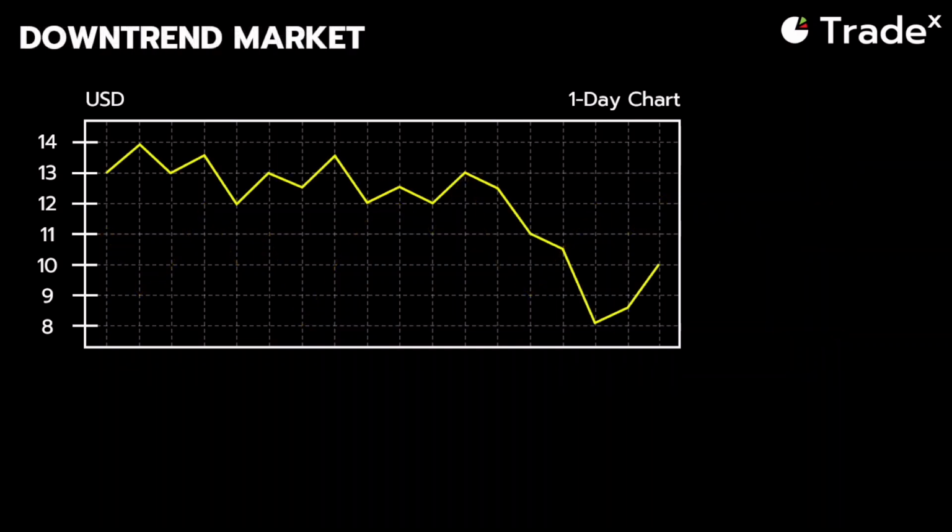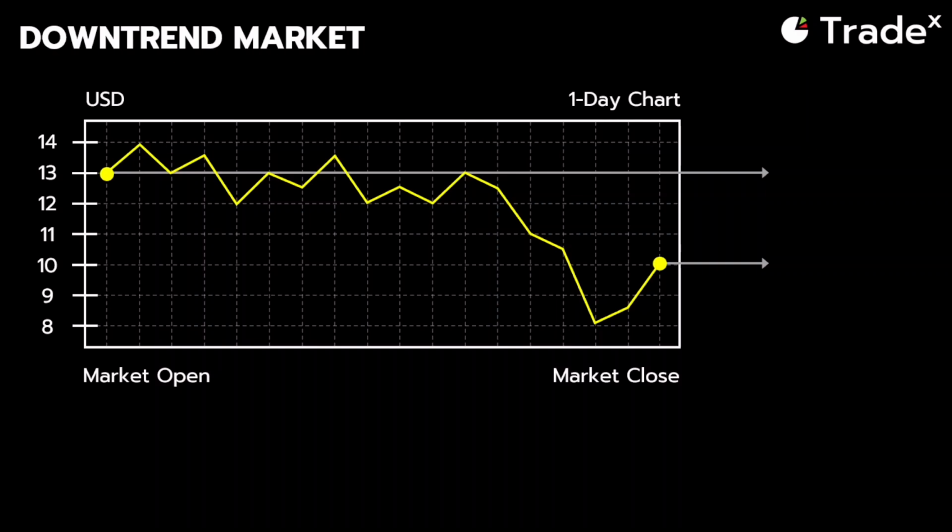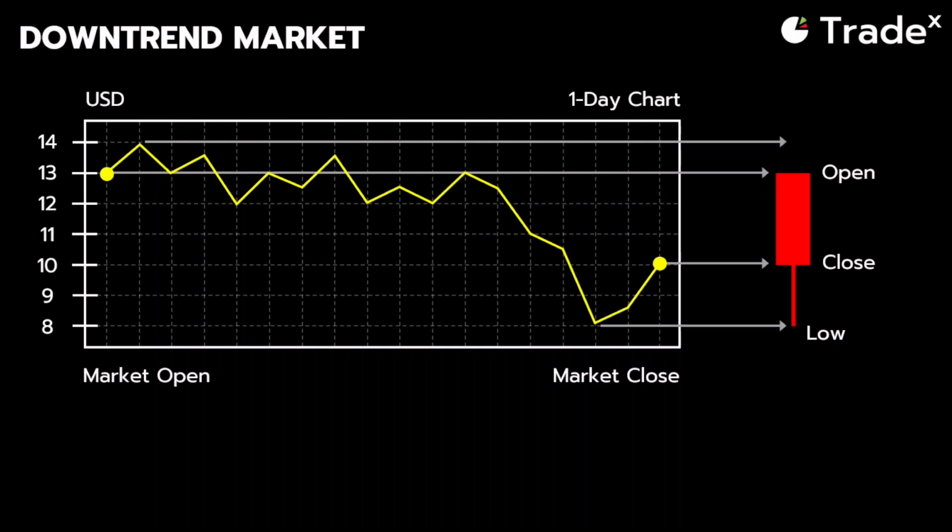Now, let's look at a downtrend market. The market opens on the left and closes on the right. Since the stock is trading lower than the previous day, the body color will be red. The lowest price traded during the day forms the lower wick, while the highest price forms the upper wick.